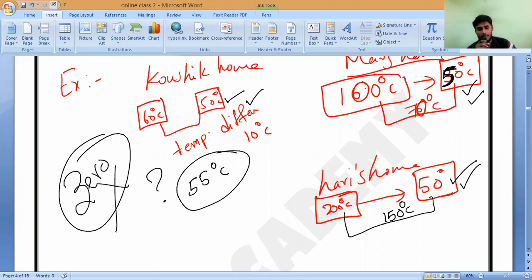Sir, the difference, you are asking us, sir. Difference, Mari, you found the difference. The difference here is 10 degrees. Here the difference is 70 degrees. Here the difference is 150 degrees. So what I said, always heat will transfer much faster when the temperature difference is much more between the two objects, hot bodies and cold bodies.